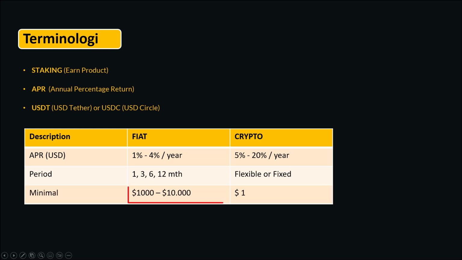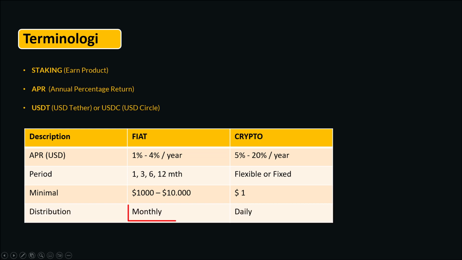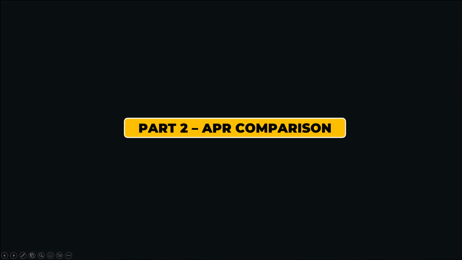Next is the minimal fund to stake. In fiat, it usually ranges between 1K to probably 10K minimum, and in crypto, you can start with just 1 USDT. And the last thing is the reward. In fiat, a fixed deposit reward is usually monthly, but in crypto, it is distributed daily. Well, to search for the highest APR, I'll compare from the 5 biggest exchanges.